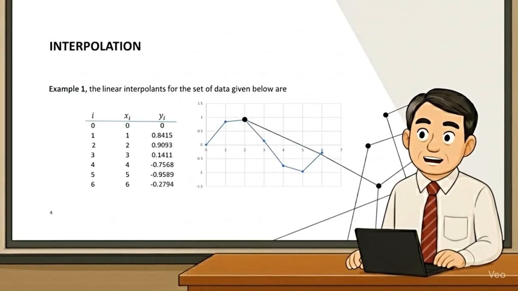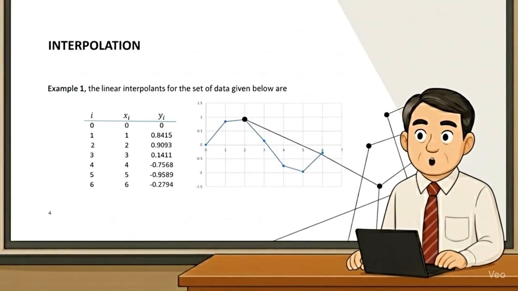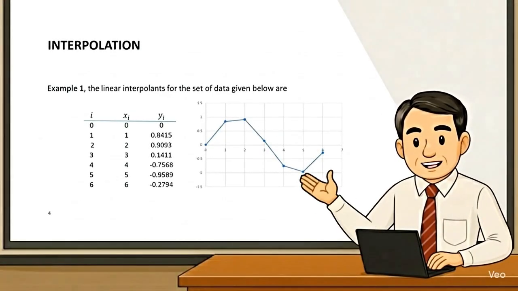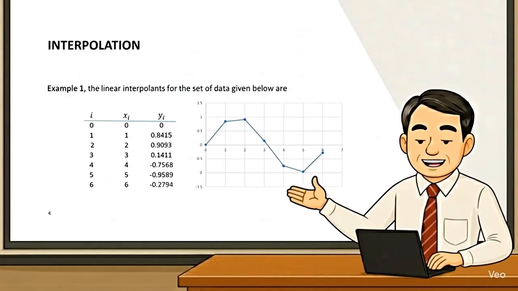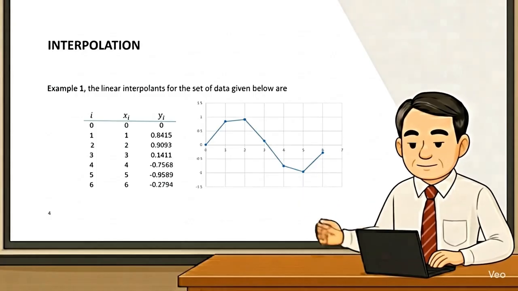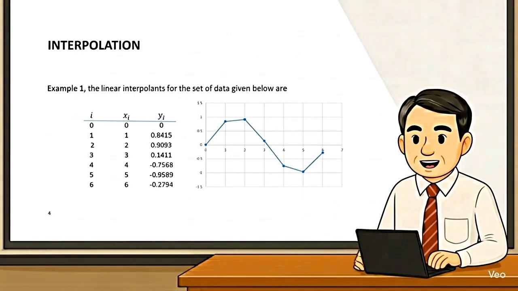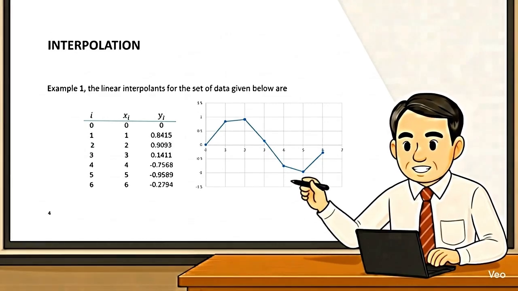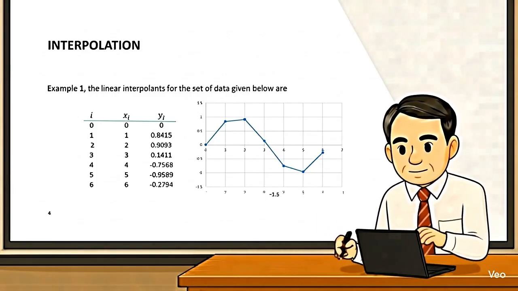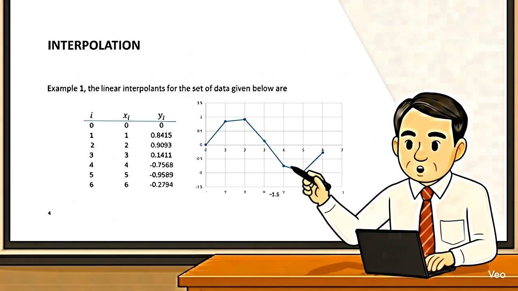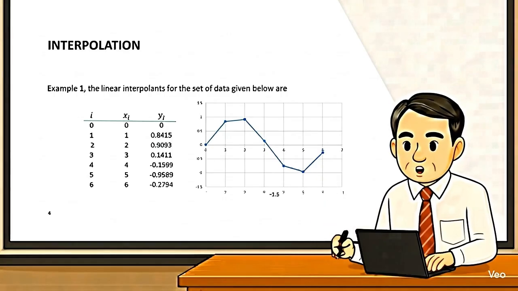Now, let's look at an example to see how linear interpolation works with a set of data. As you can see on this slide, we have a table with 7 data points, the index i from 0 to 6. We have the xi and yi values for each of the points. On the right-hand side of the slide, we have a graph that visualizes the data and a series of straight line segments. The graph is formed by the linear interpolants for this set of data, and each segment connects 2 consecutive data points.